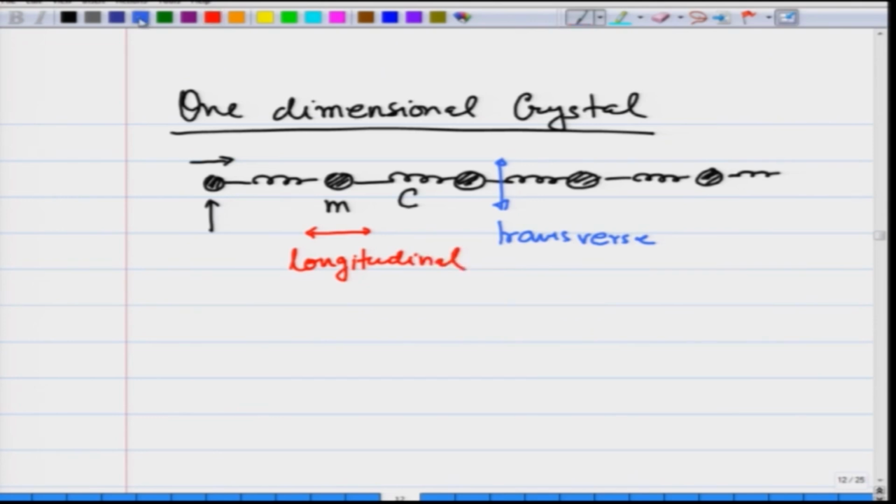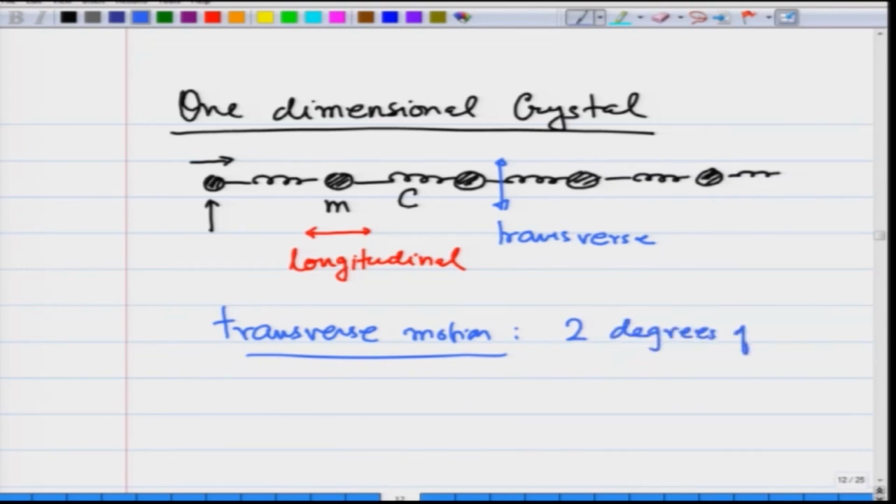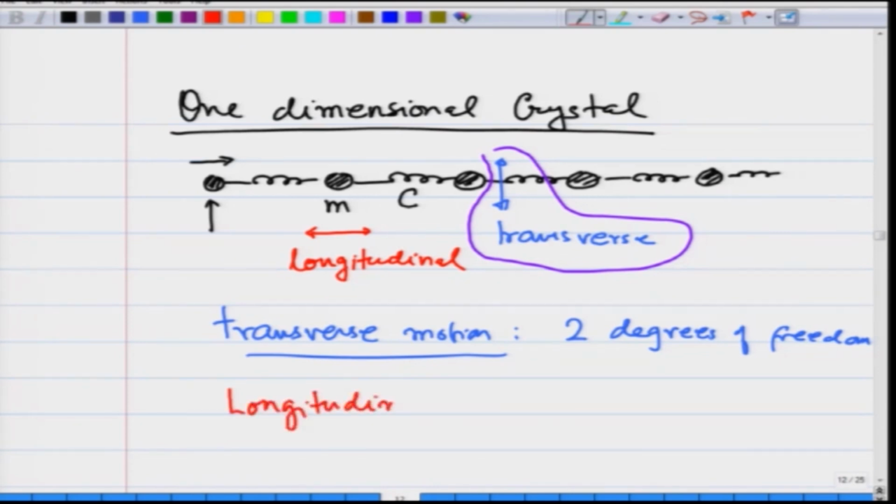And right away I will tell you that if I have a transverse motion, it has 2 degrees of freedom. Why? Because as I showed in this blue thing out here, let me use a different color for the transverse motion. The motion could be along the plane of this screen or perpendicular to it. So, there are 2 degrees of freedom. Longitudinal, however, has 1 degree of freedom only. That is along the length of the string.